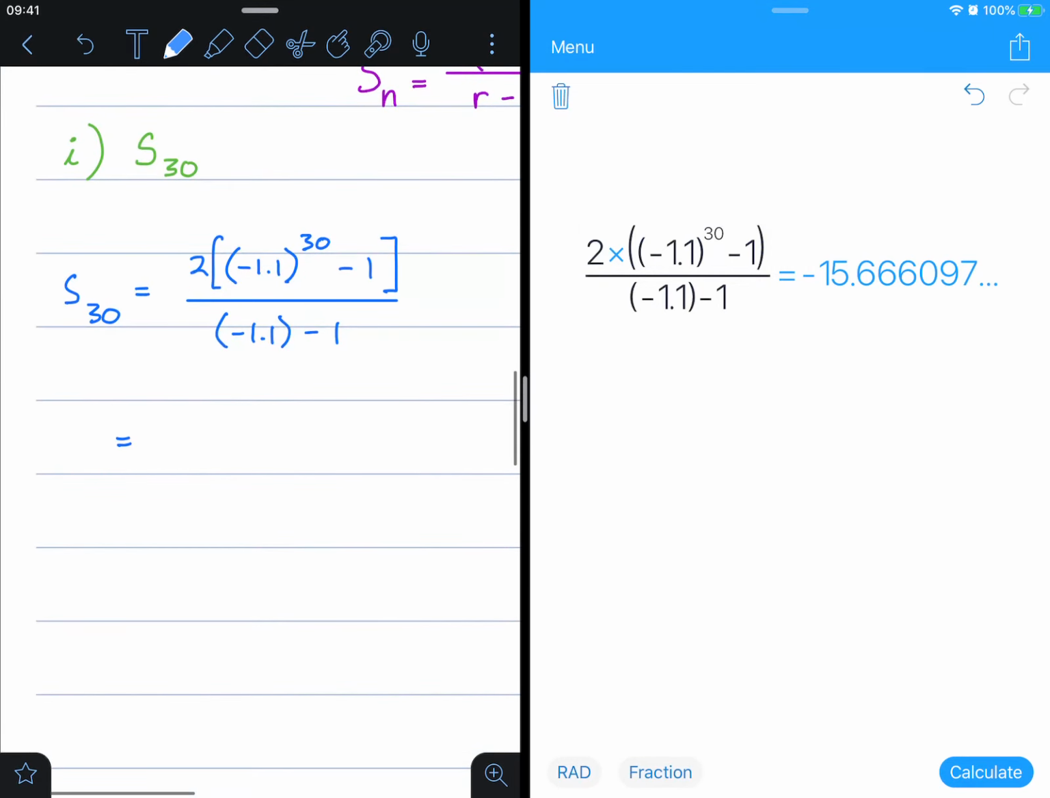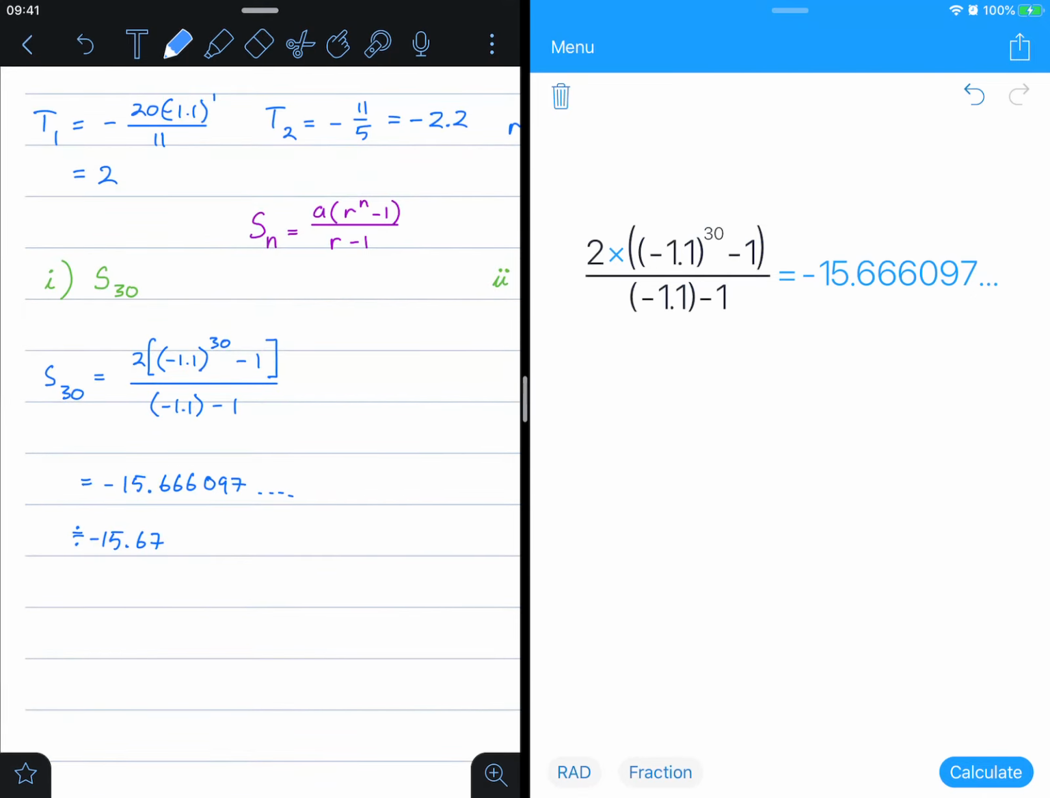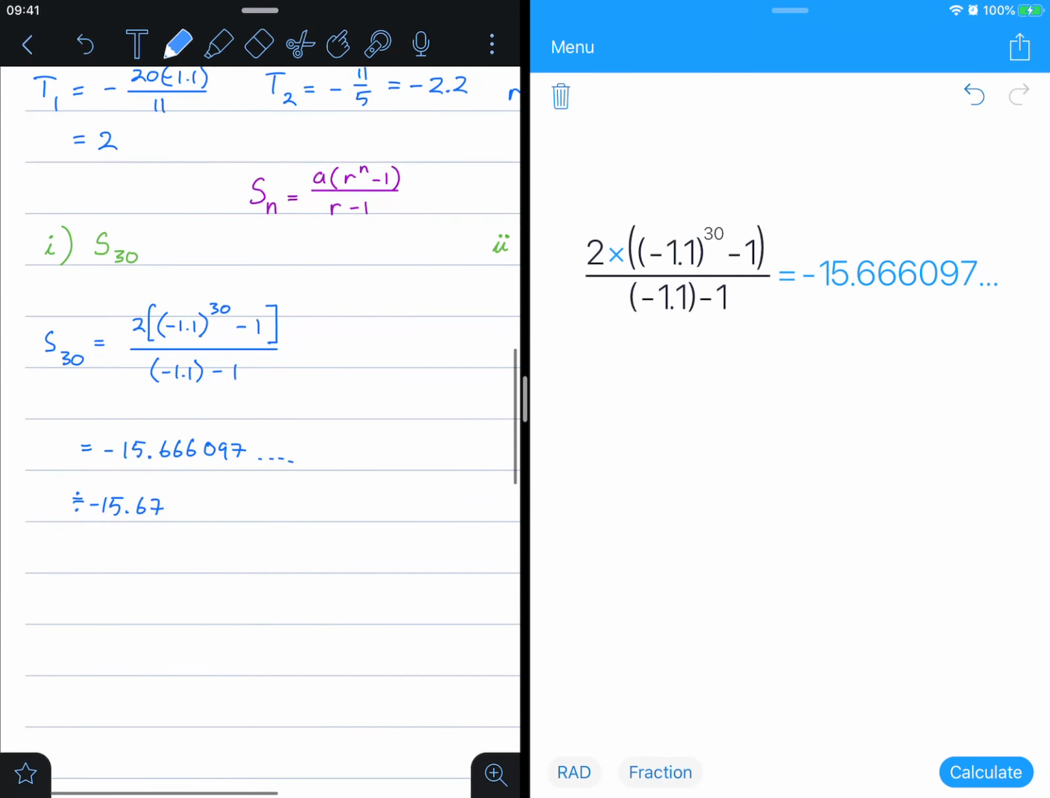The sum of this, can I make it into a fraction? No, it doesn't let me. It seems as if this particular calculator is not powerful enough, but we get negative 15.666097, and I'm sure that it should become a proper fraction, but I'll just round this off to negative 15.67. If you can make it into a fraction, please do so with your calculator.